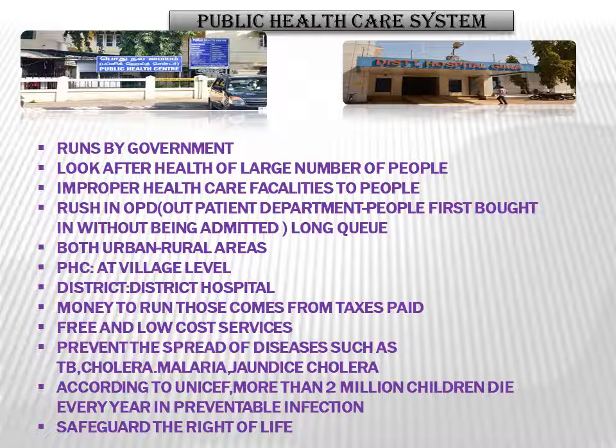And how does this public healthcare system run? As you know, public healthcare is run by the government, which brings in the amount from the taxes that are collected. So money that comes in through taxes is one of the major sources for running government hospitals. Some of the basic ideas we will focus on under the healthcare system: safeguarding the right to life, and preventing the spread of diseases such as TB, malaria, jaundice, and cholera. UNICEF says more than 2 million children die every year in India due to preventable infections. So these are some of the things we look at.